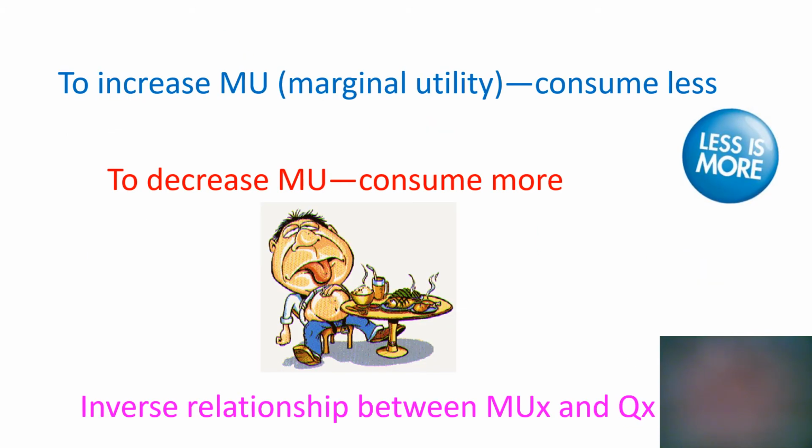This introduces the idea that in order to increase marginal utility, we should actually consume less. To decrease marginal utility, we should consume more, thus demonstrating that there is an inverse relationship between the marginal utility of X and the quantity of X that is consumed.